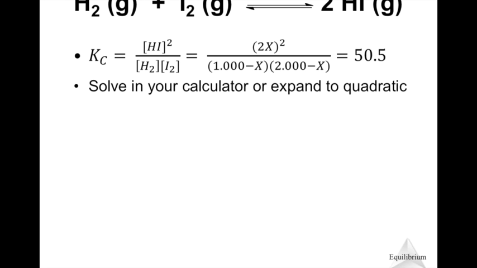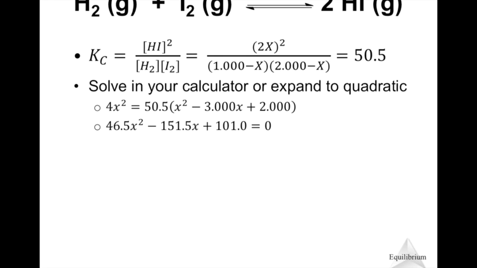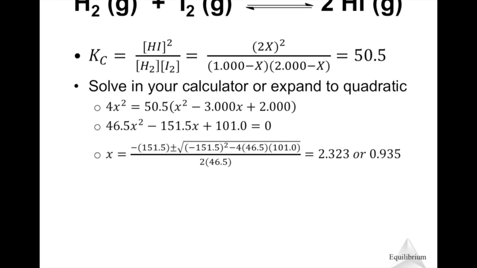So if we expand everything out, 4x squared, 50.5, distribute, and then rewrite it in our quadratic form, setting everything equal to 0. And now we can plug this into the quadratic formula. So x equals negative, actually it should be negative 1.515 all over this. And you get your two answers, 2.32 or 0.935.